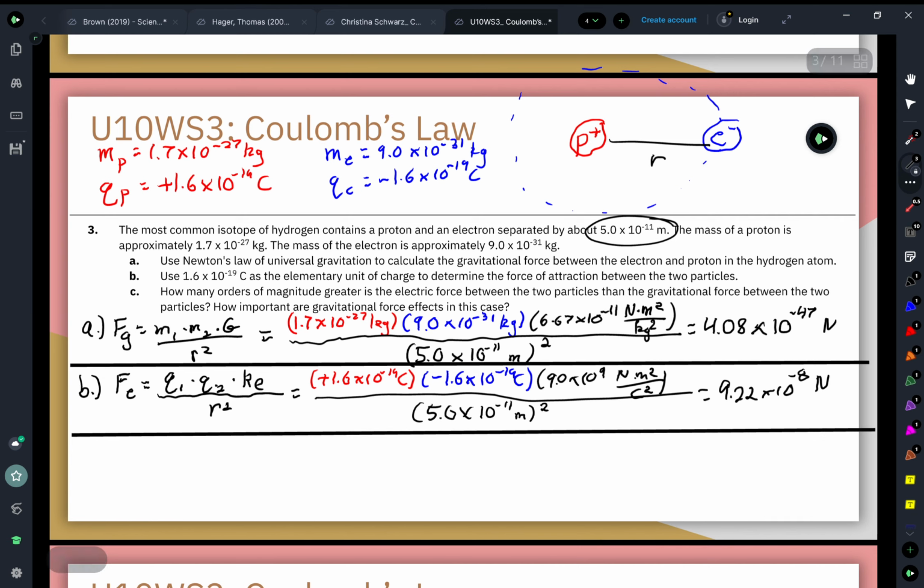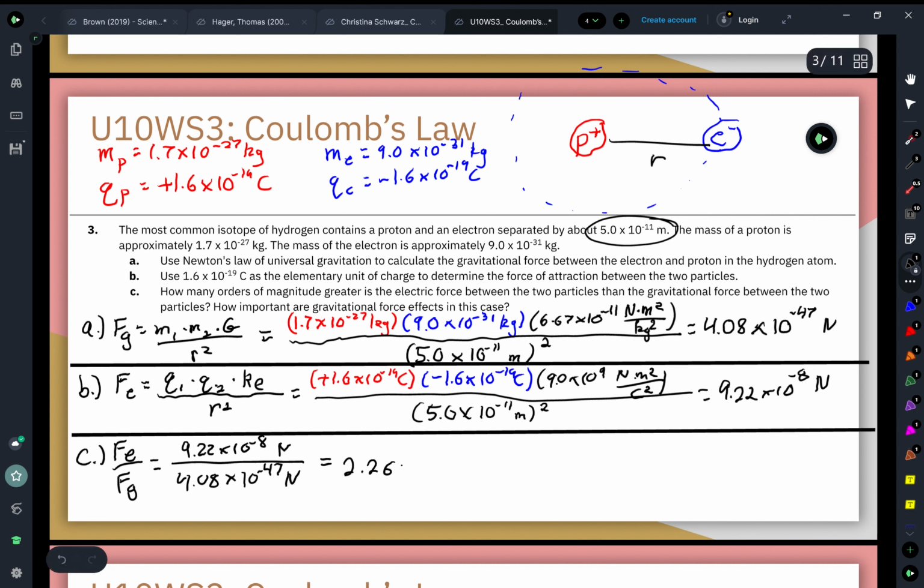Part C, we're actually trying to determine how many orders of magnitude greater is our electric force than our force of gravity. And the reason why we're doing that is to determine how important our gravitational force affects in this case. So for part C, our electric force divided by our gravitational force, or the 9.22 times 10 to the negative 8th power newtons over 4.08 times 10 to the negative 47th newtons. Newtons cancel out, and then the value we would be left with is going to be 2.26 times 10 to the positive 39th power.